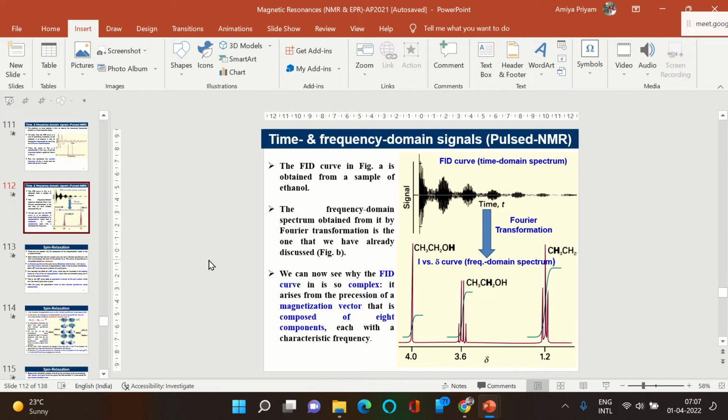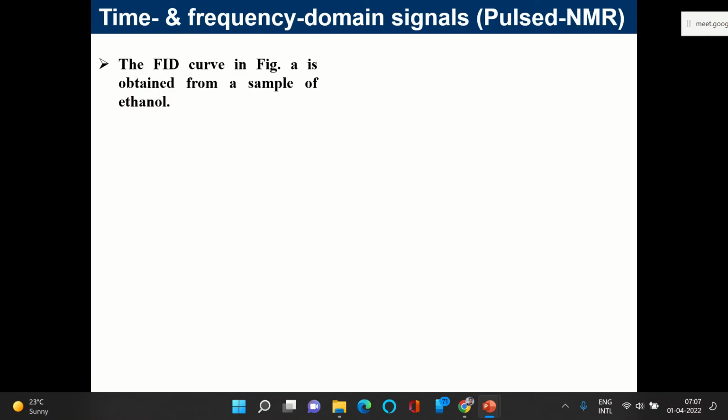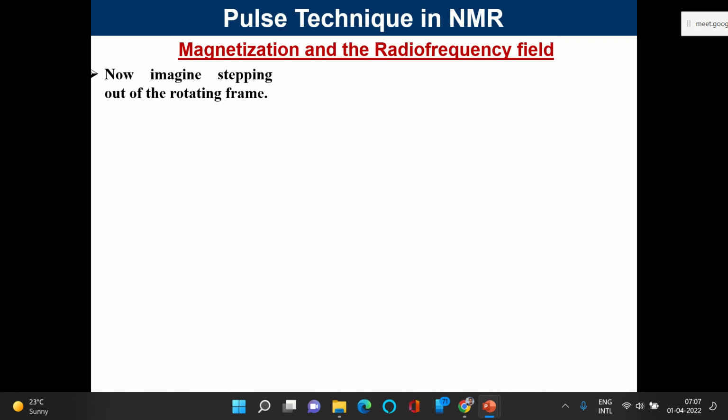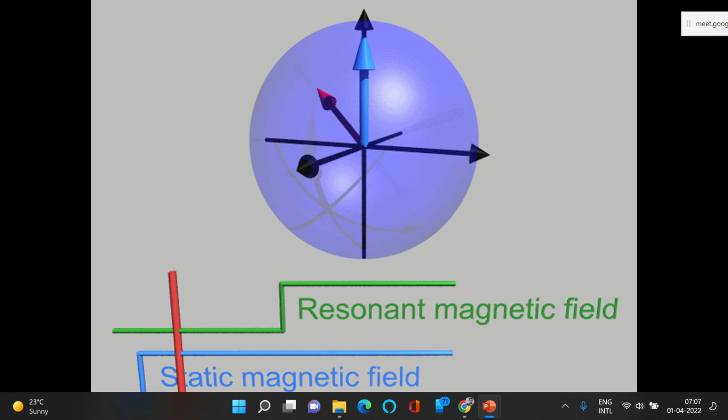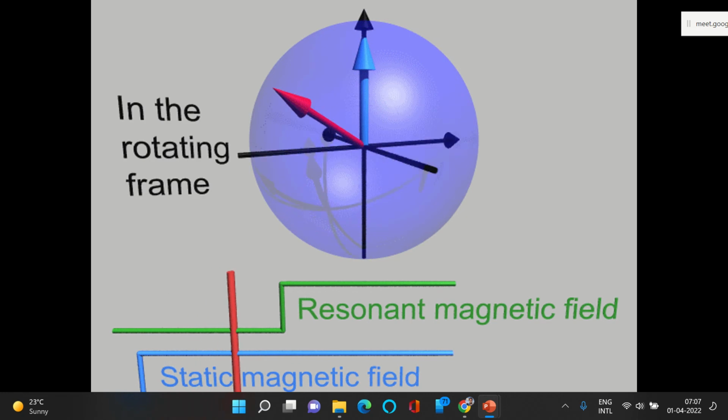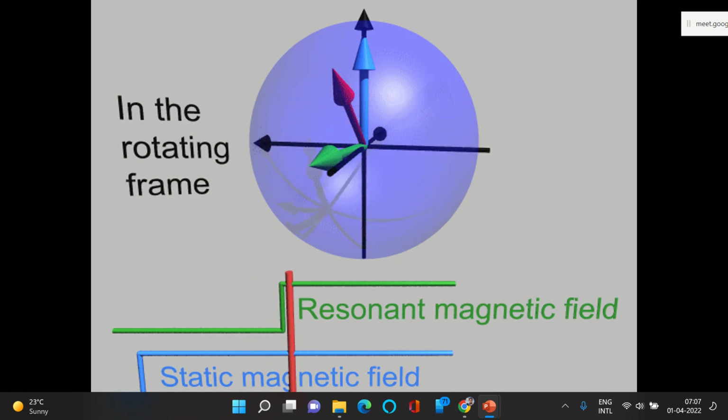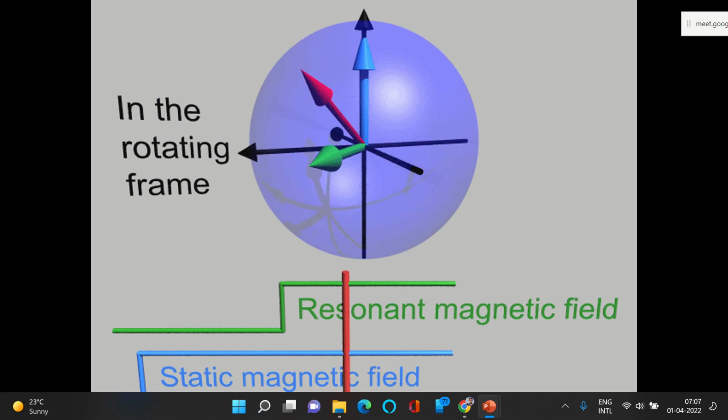So yesterday we had discussed how this signal is generated in a pulse NMR setup. First I gave you a simple example. This GIF image tells you about how things operate.